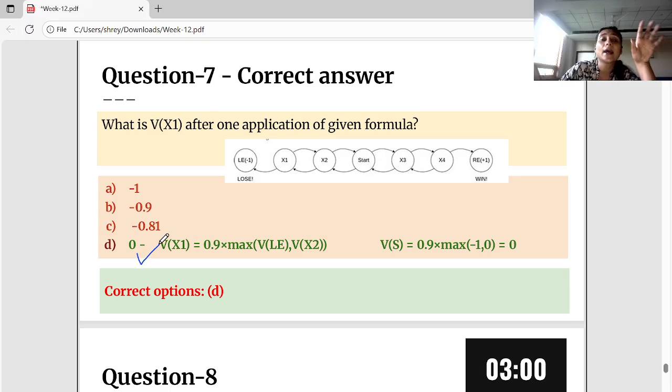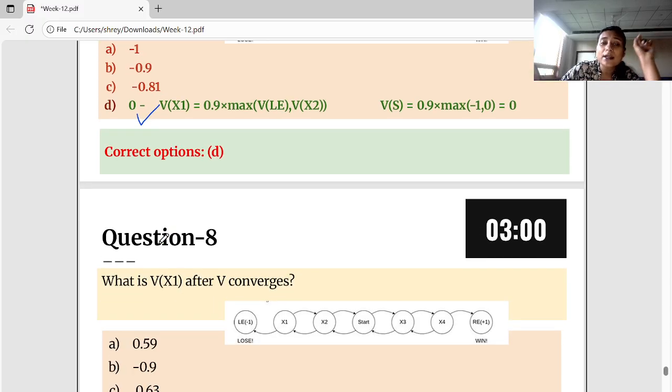Now the question is, what is the value of x1 after V converges? V converges means you have reached here, you win. So just think about this: if you have won, if you have reached this state, then obviously you have reached it from here.